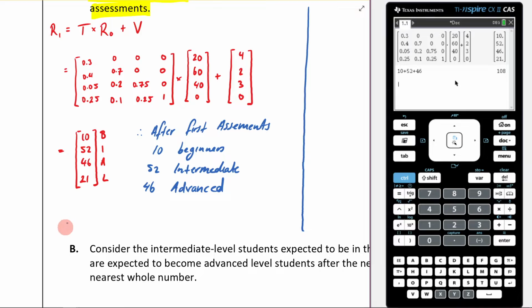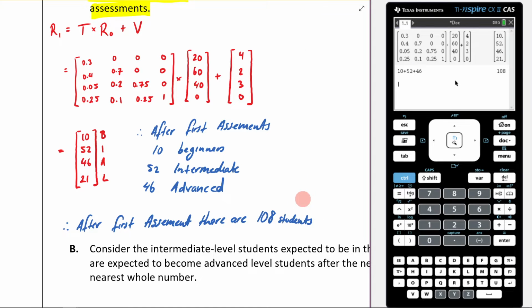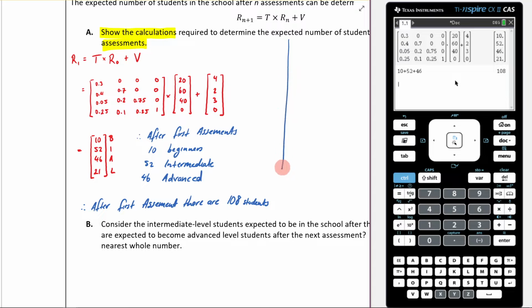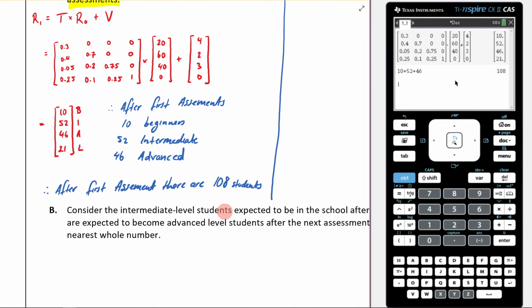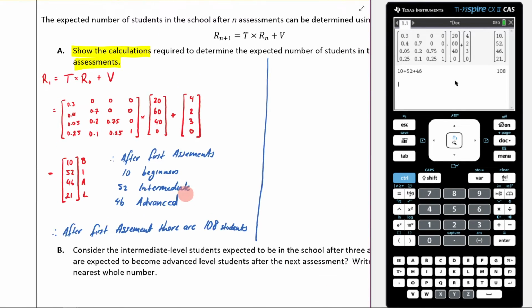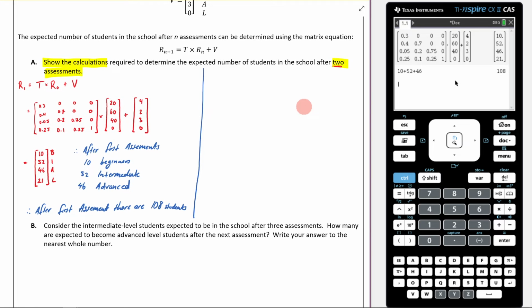So therefore, after first assessment, there are, I'm not going to have enough room, 108 students. So after the first assessment, there's 108 students, and that's simply by going 10, 52, 46, not including the kids that have left, obviously, because they're no longer at the school. There's 108 students. But we didn't want to figure out how many are after the first assessment. We need to figure out how many are after 2 assessments.